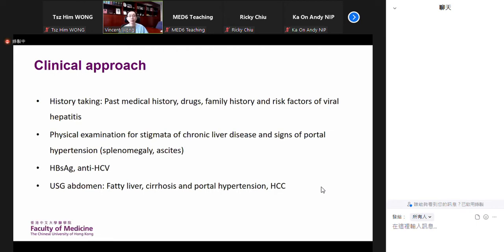In particular, the patient would probably be having cirrhosis. At the same time, we also look for signs of portal hypertension. On physical examination, the signs would include splenomegaly, ascites, and in severe cases, you may even encounter caput medusae. For the initial investigation, we usually would check the hepatitis B surface antigen and anti-HCV antibody first. We would also like to have an ultrasound scan of the abdomen, which can tell us a lot about the disease, including whether there is any fatty liver, liver cirrhosis, features of portal hypertension, and of course, the presence of liver cancer.